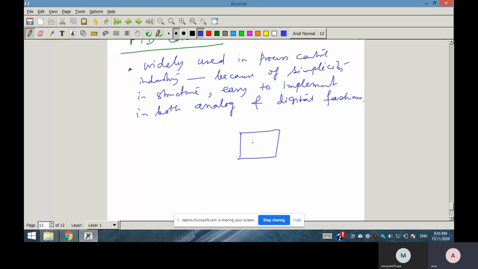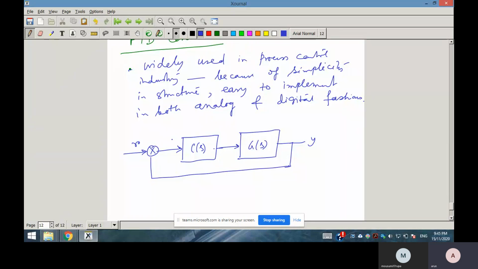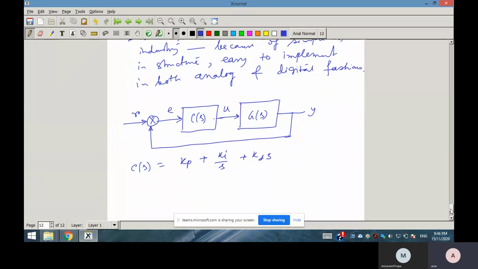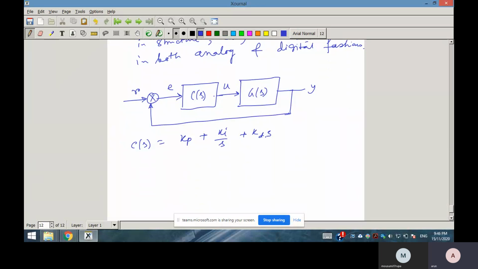So this is the controller structure, the unity feedback structure. Suppose this is G(s), this is your C(s), this is your output, and this is your reference input. This is your tracking error, and this is your control effort. The controller C(s) is your PID, so the transfer function is Kp plus Ki by s plus Kd into s. This PID has three gains: Kp proportional gain, Ki integral gain, Kd derivative gain.